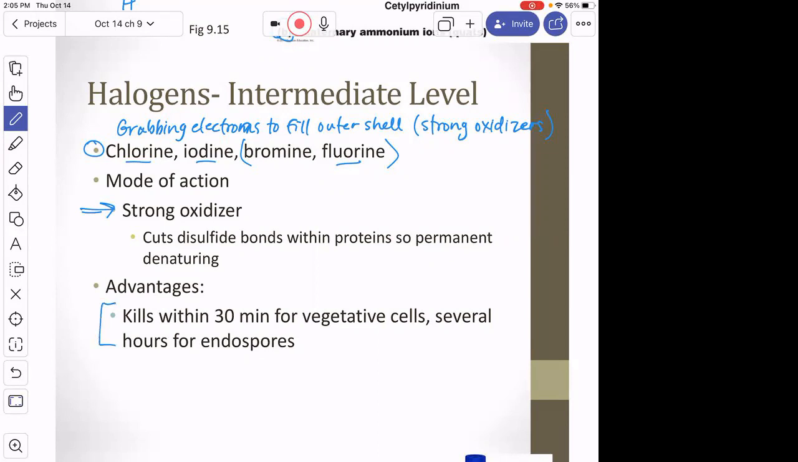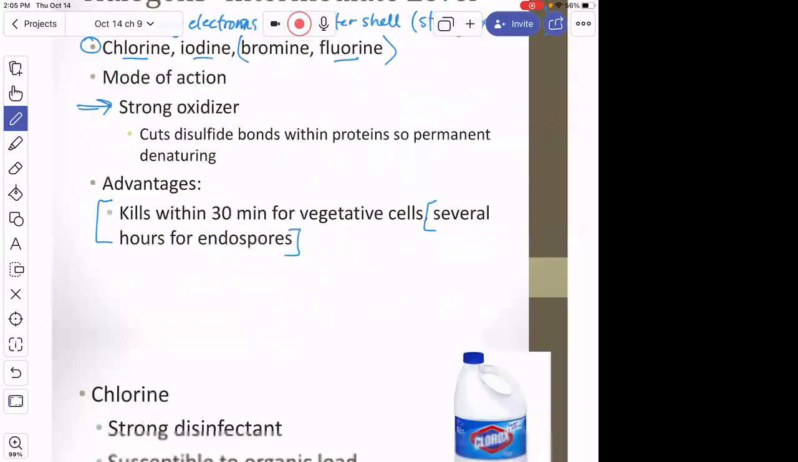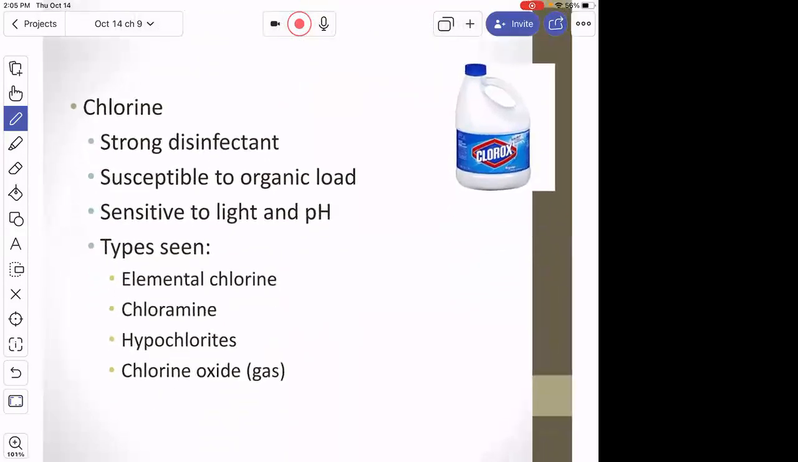Kills on surfaces within 30 minutes. I'd say if it took 30 minutes to kill, then that's not really a very big advantage. More often, they're going to kill much more quickly than that. But it does take several hours for the halogens to kill endospores. So that's why they're still considered medium or intermediate level antimicrobials rather than high level. So they do kill spores, but not within a reasonable amount of time. Okay. All right, so let's look at chlorine first of all.